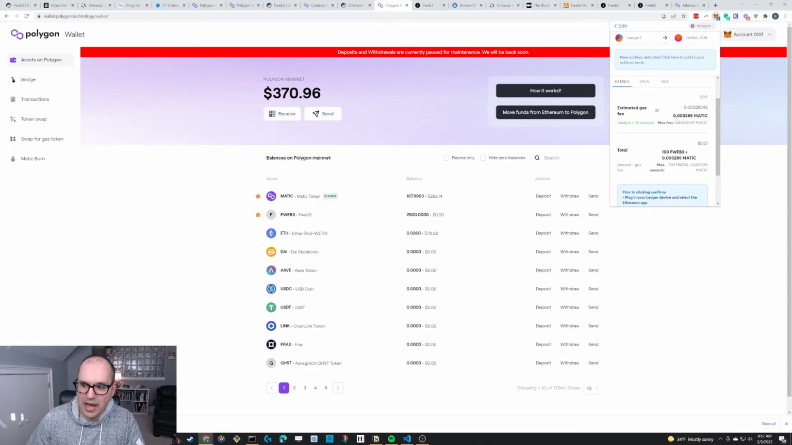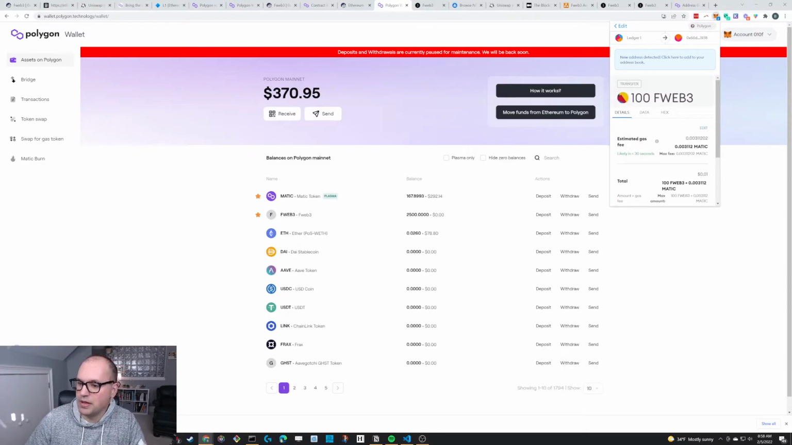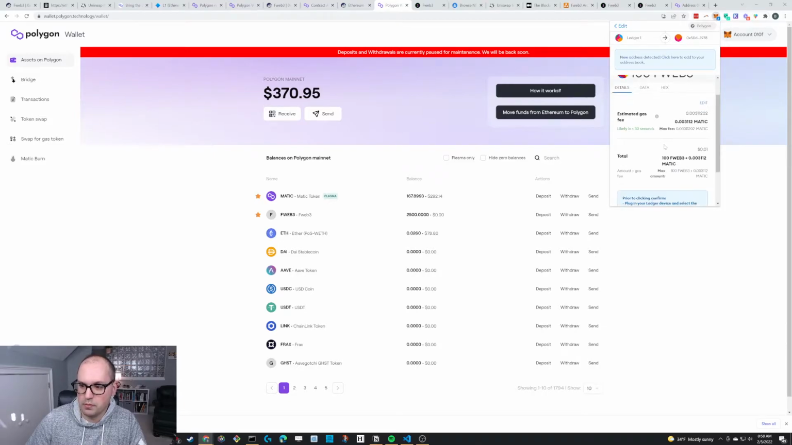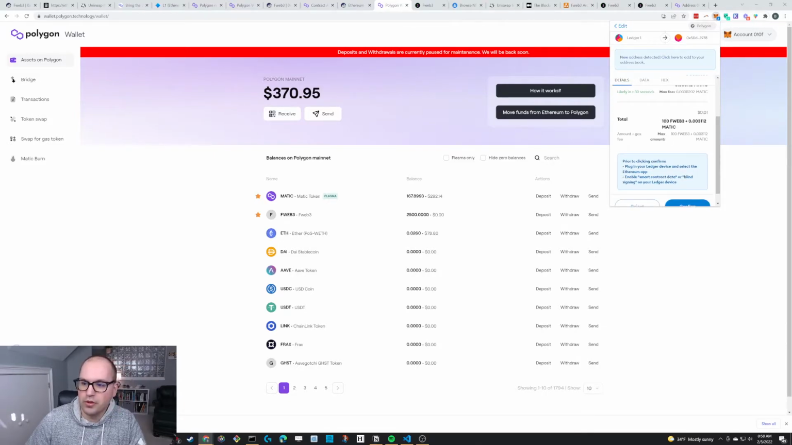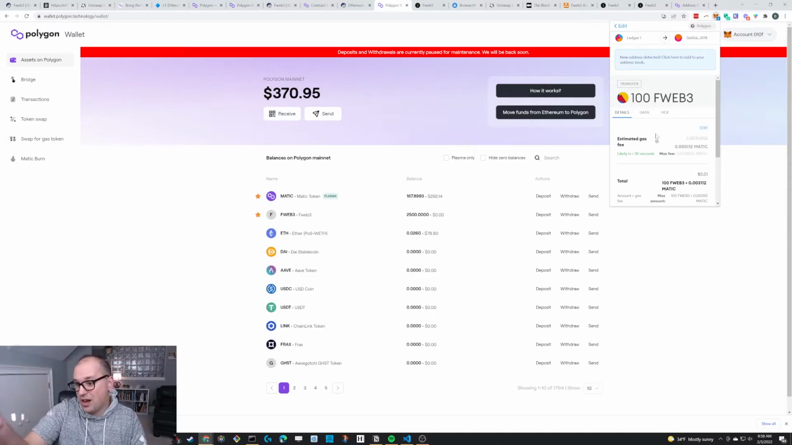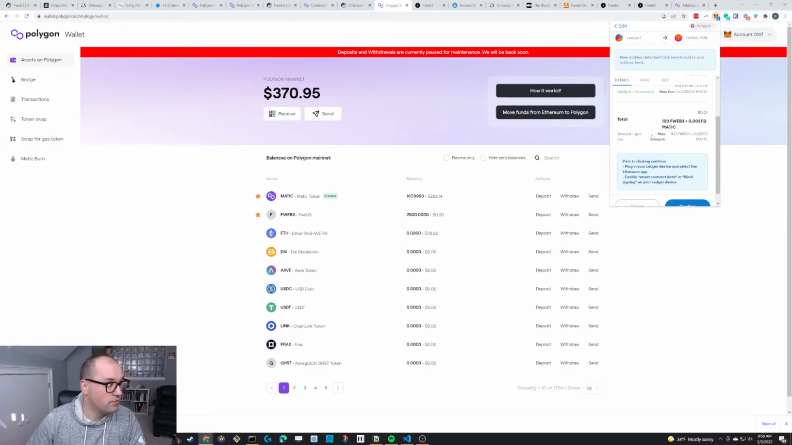This is in the Matic token, which is a cheaper token. Matic only costs $1.67 per Matic, which is their native token. But as I'm looking at this now, I can send Fweb3 to people for pennies, which is really in the spirit. So in that sense, I'm now able to go and send this. It's very, very cheap.